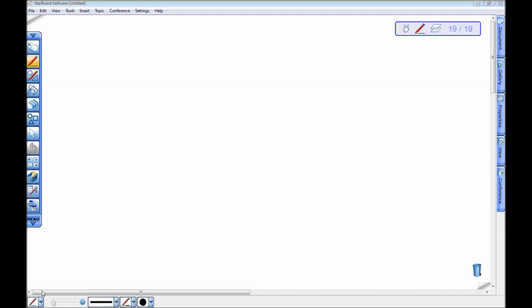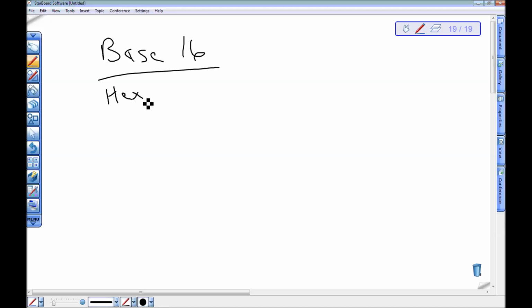Let's look at a number system that we care about in computing. This is base 16, and since we use it in computing, it's gotten a special name that we use often. This is hexadecimal, often referred to as just hex. So let's look at our digits.